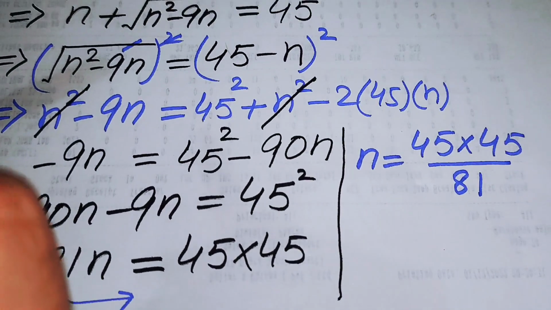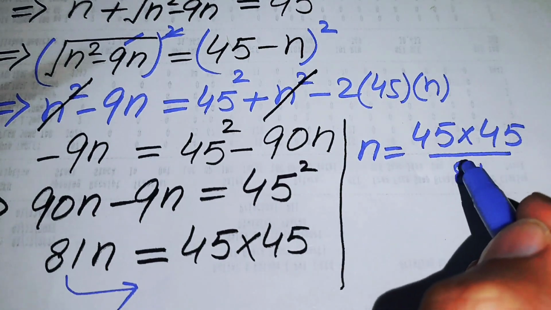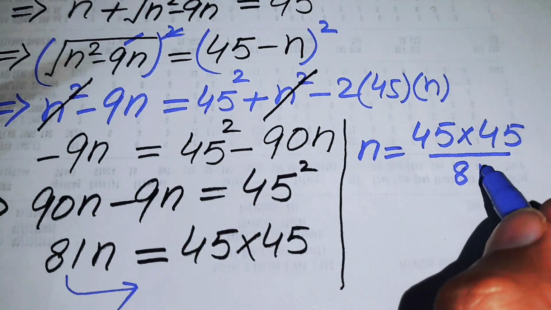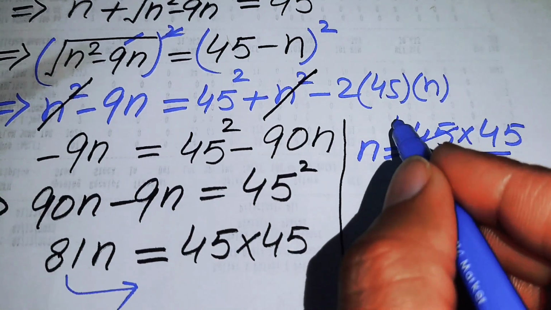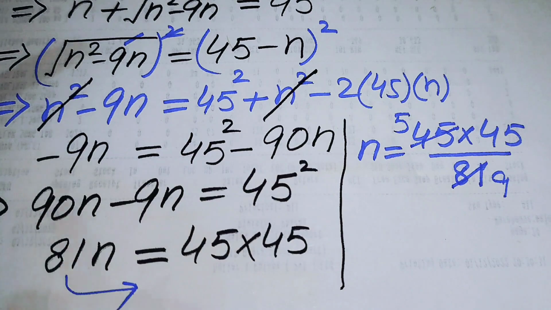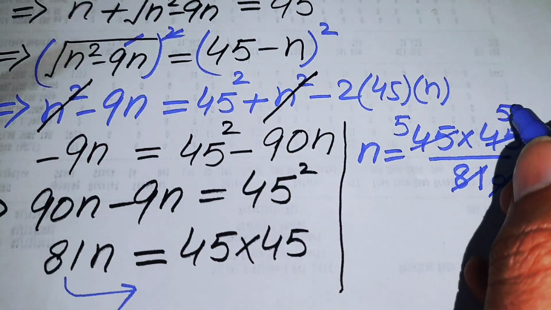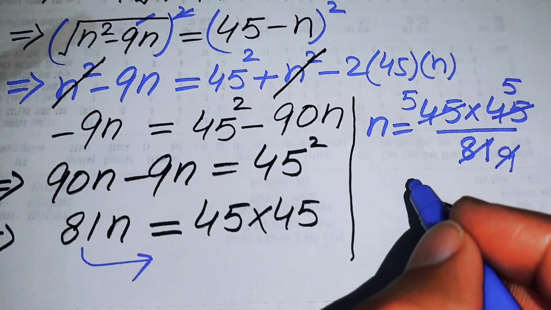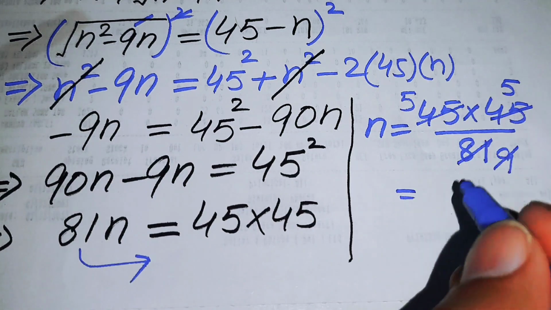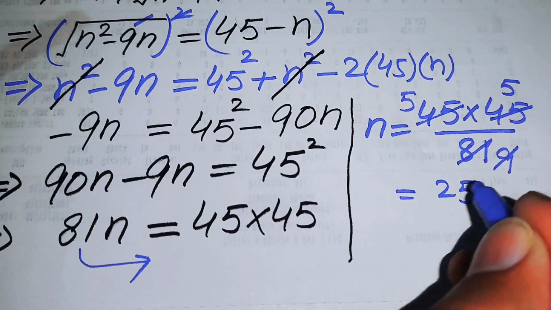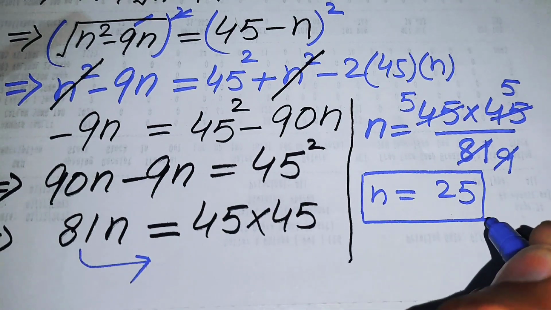Now we cancel these terms by the table of 9, and you see that 9 nines are 81 and 9 fives are 45. And again you see here 9 fives are 45. So you get 5 fives, we multiply these two terms, and 5 fives are 25. So this is our final answer of this question.